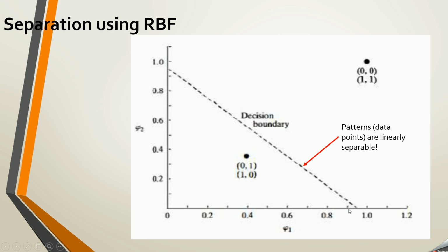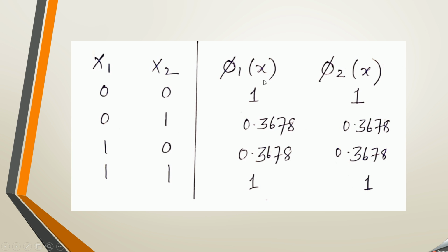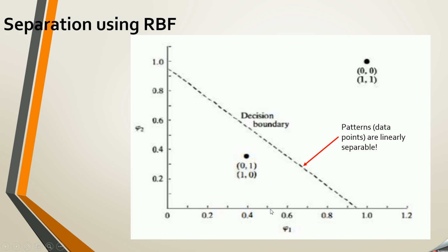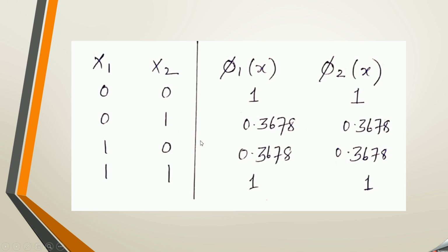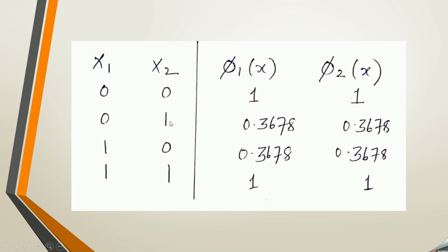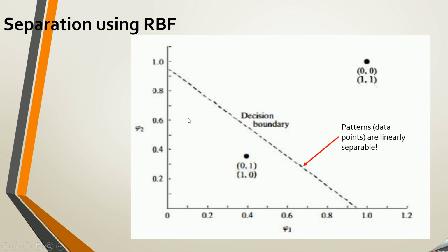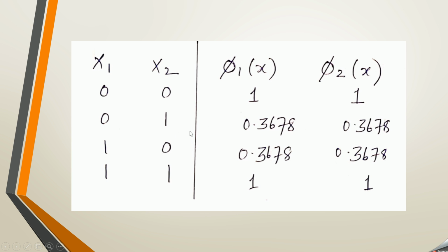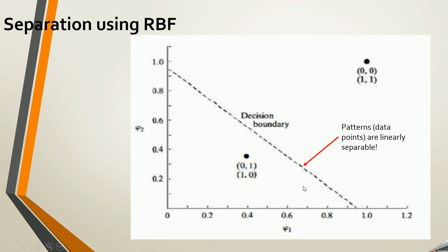So this is how it will look when we plot phi 1 of x and phi 2 of x. For 0, 0 as the input, the output is 1, 1. For 0, 1, it is 0.36, 0.36. For 1, 0, it is 0.36, 0.36. And for 1, 1, it is 1, 1.